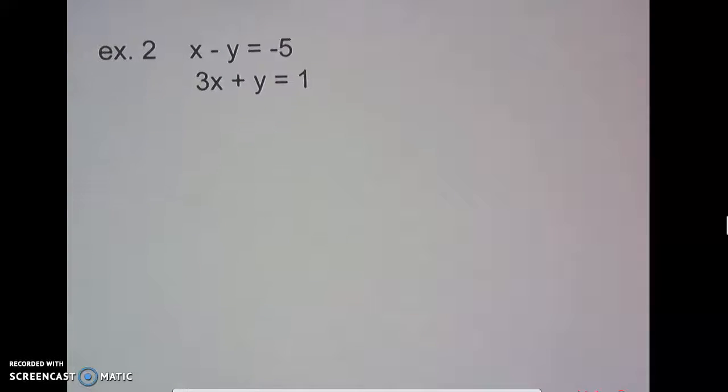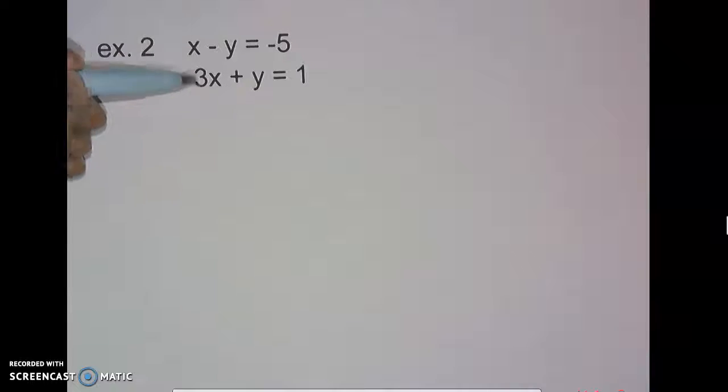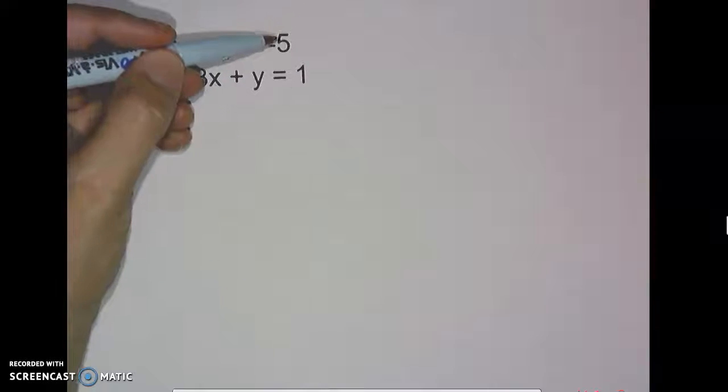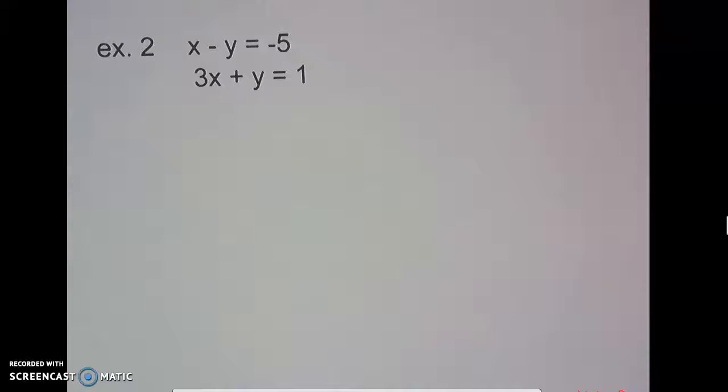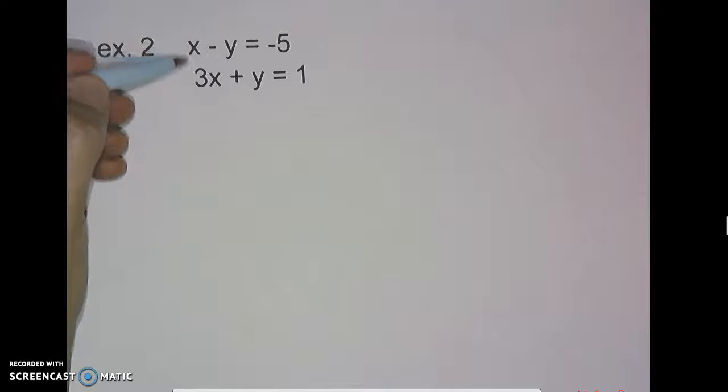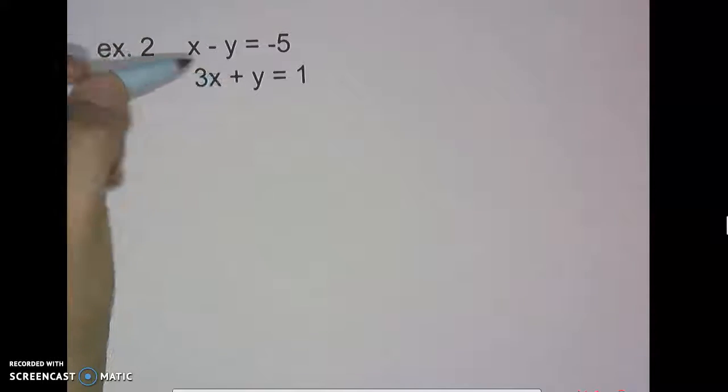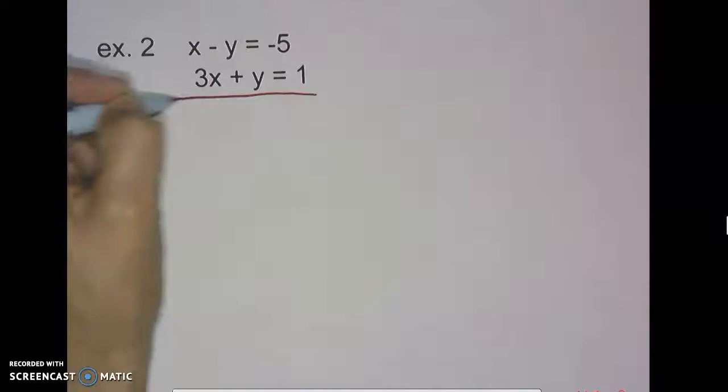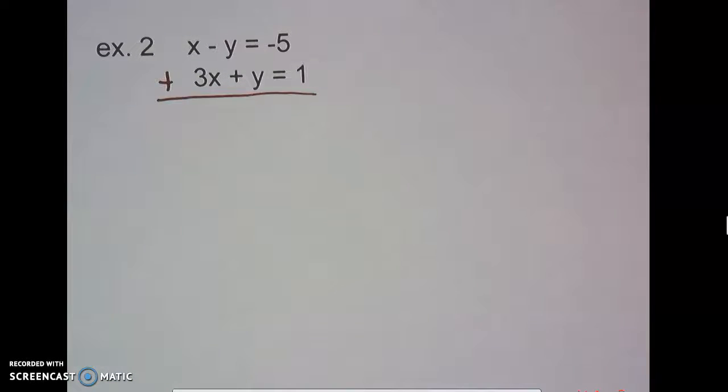Our next example: x minus y equals negative 5, and 3x plus y equals 1. First we need to make sure the variables and numbers are lined up. Our x's are lined up with each other, our y's are lined up with each other, and the constants are lined up with each other. Next, do the x's have the same number, one positive, one negative? No, they don't. So let's look at the y's. We have negative y and positive y. Those are the same number, one positive, one negative. So we're ready to add our equations together.